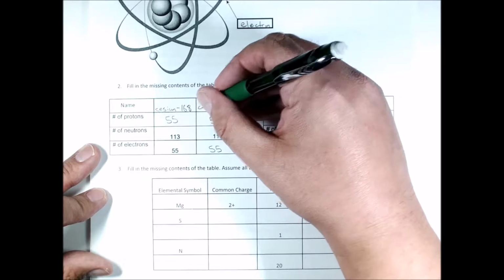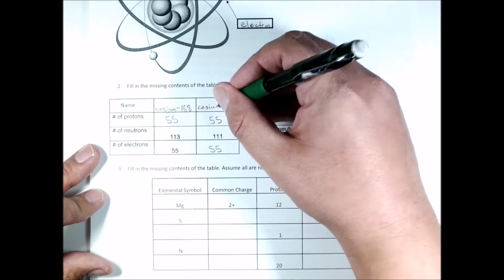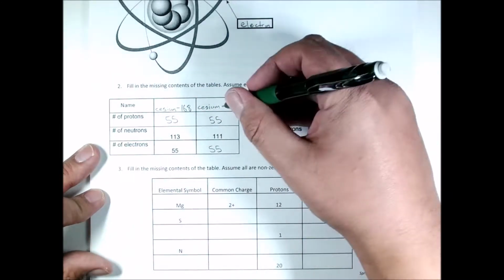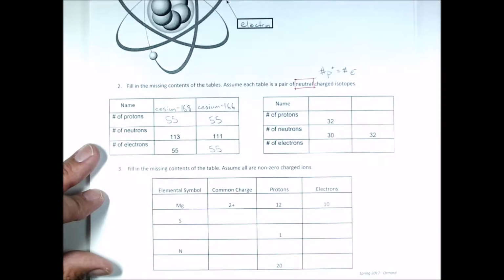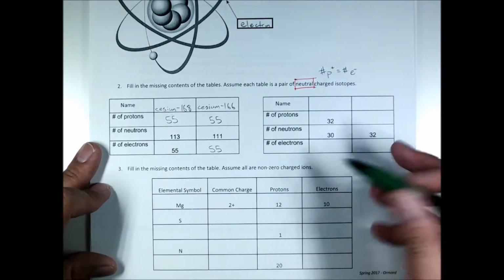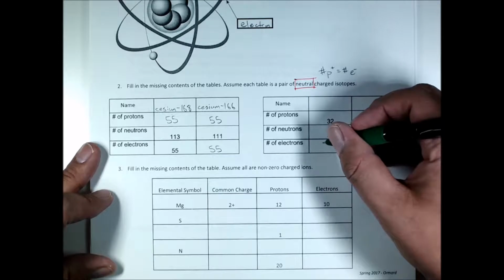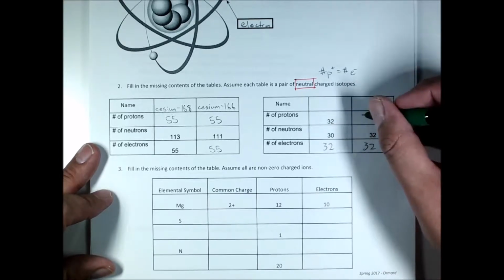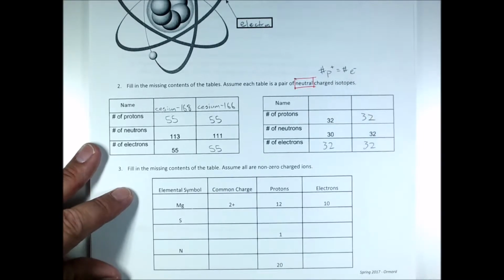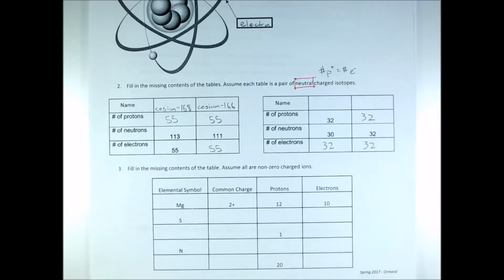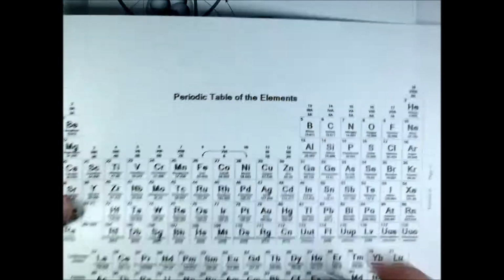And then the next one is also cesium, and 166. All right, similar over here. These are all the same, so 32. These are pairs of isotopes. So then you take a look at what element 32 is. On the periodic table, looks like it's germanium.